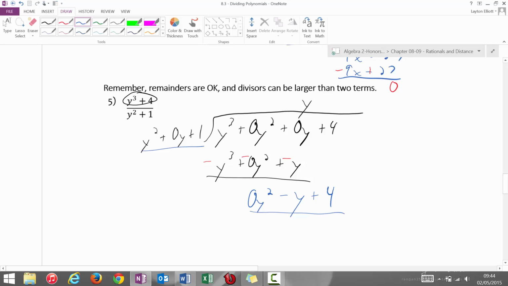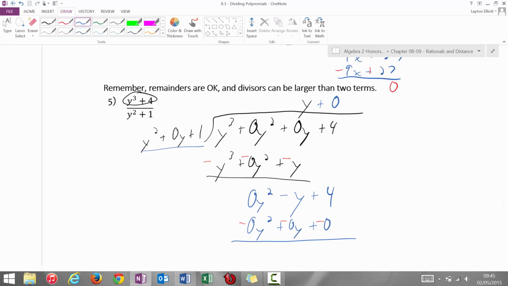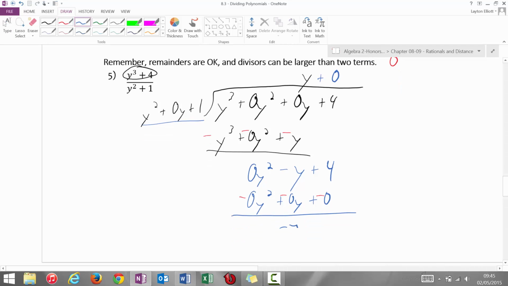Clearly, in order to get 0y squared, I have to add 0 here. So this is just kind of a place marker step. 0y squared plus 0y plus 0. If you want to, for kicks, you can change the signs of 0, but that doesn't change anything. And I still have a negative y plus 4. And that's it. That's my remainder, because I've reached the end.